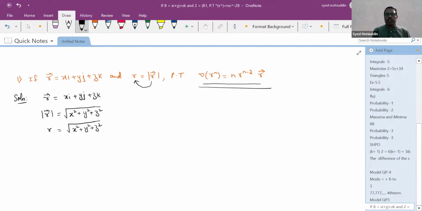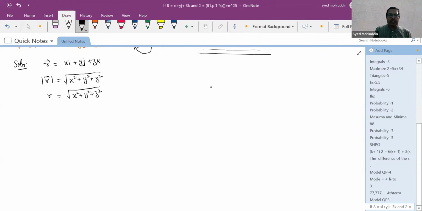To prove this result, you should know the del value. What exactly is this del? Let me write it down. Del is nothing but dou by dou x of i plus dou by dou y of j plus dou by dou z of k. That's the value of del.